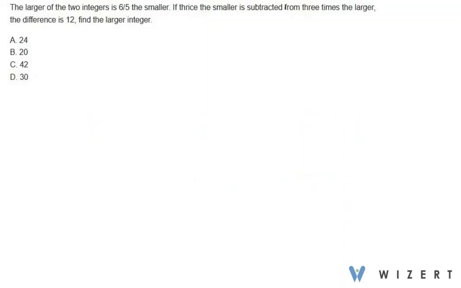We have this question here. The larger of the two integers is 6 by 5 times the smaller. If thrice the smaller is subtracted from 3 times the larger, the difference is 12. Find the larger integer.